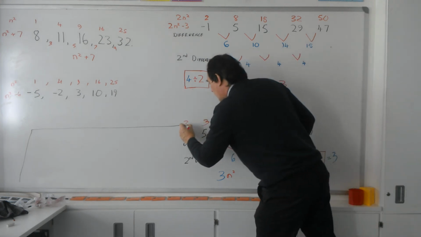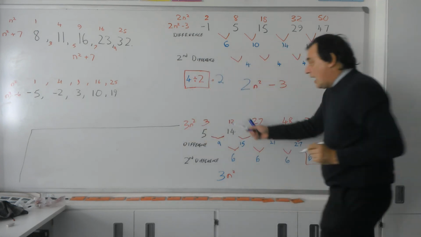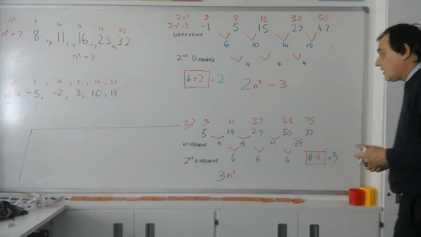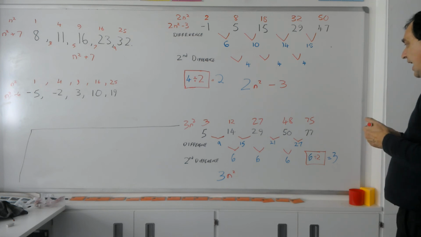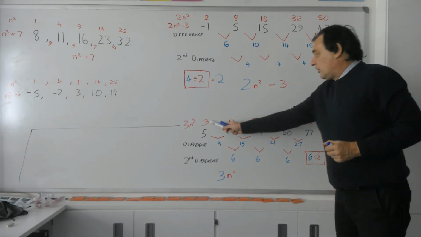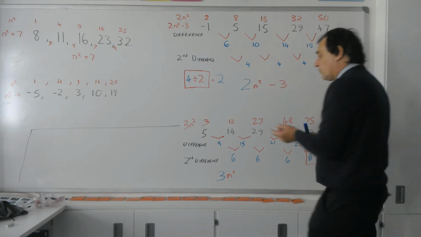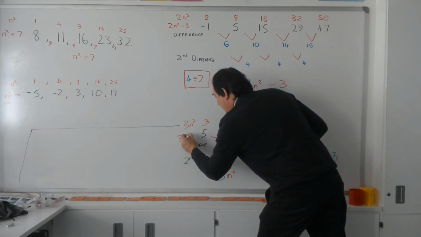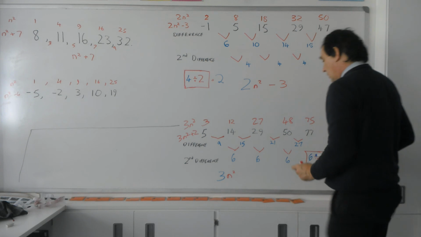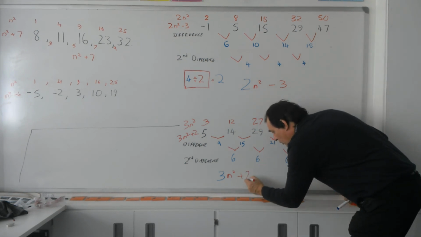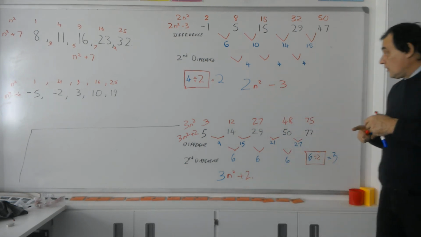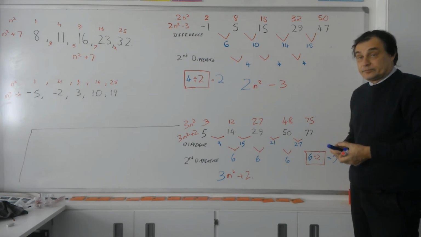That is 3n squared. Now I look to see if there's a link between 3n squared and the sequence below. I'm adding 2, adding 2, adding 2, adding 2, adding 2. So this is 3n squared add 2. So 3n squared add 2 would be the answer to that particular sequence.